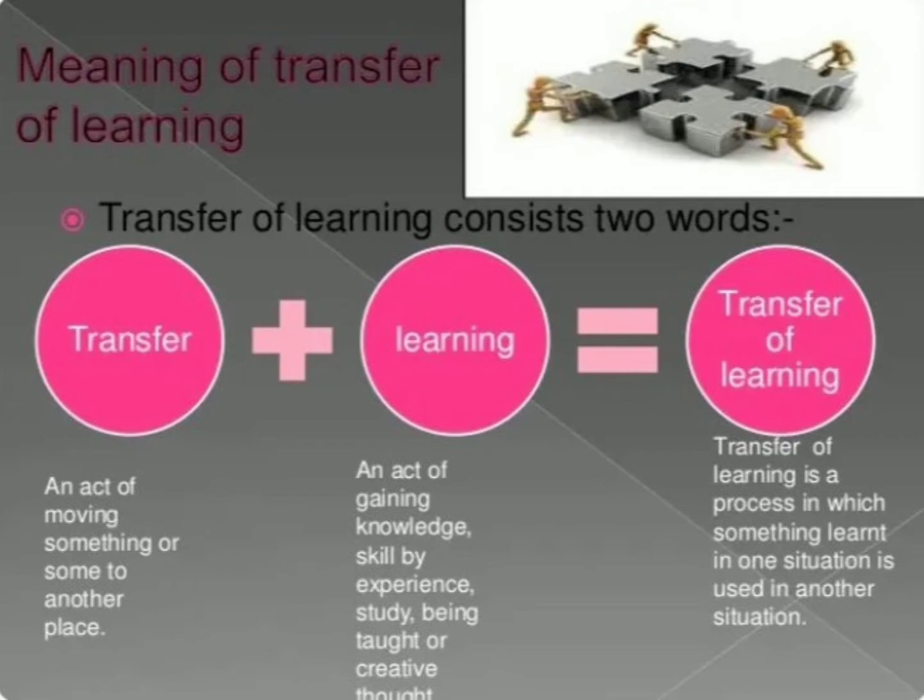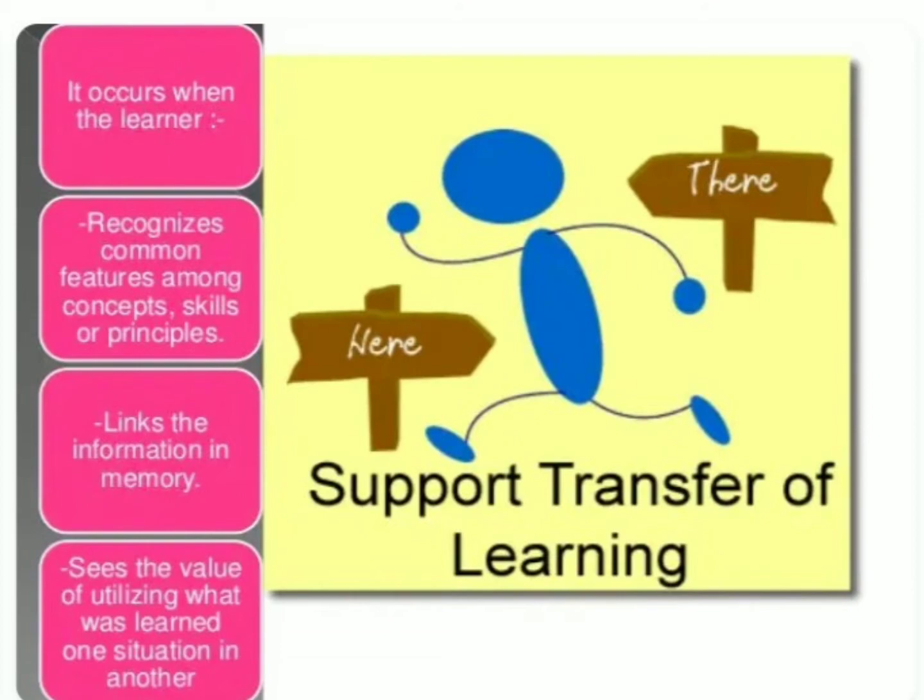So when we say transfer of learning, it is a process in which something learned in one situation is used in another situation. It also occurs when the learner recognizes common features among concepts, skills, or principles, as well as links the information in memory and sees the value of utilizing what was learned in one situation in another.